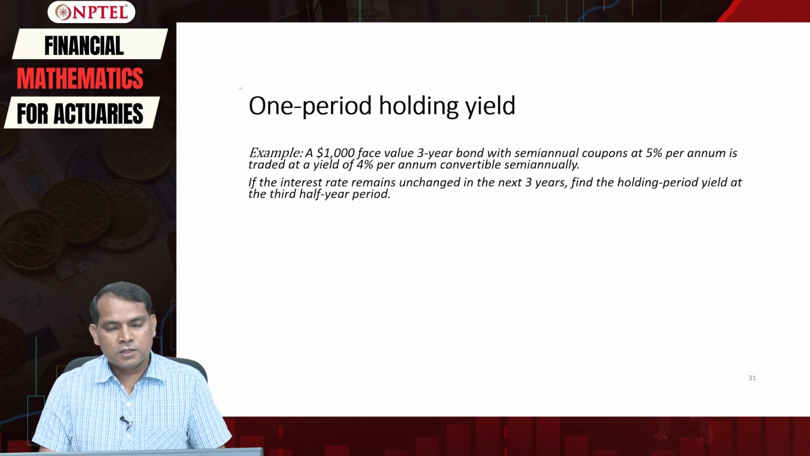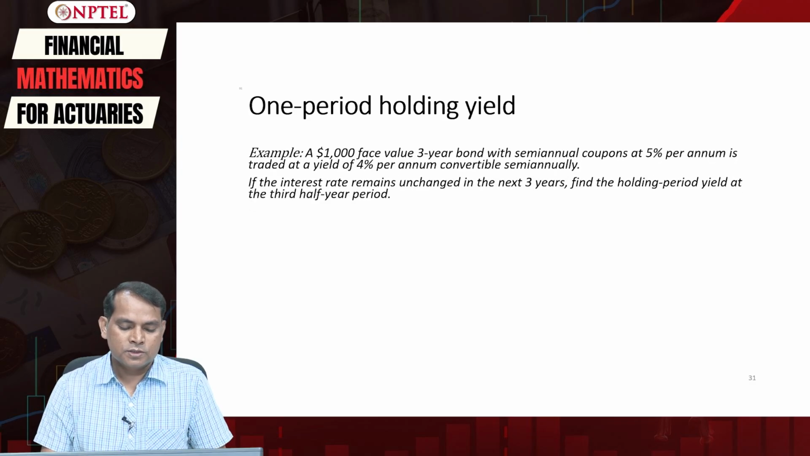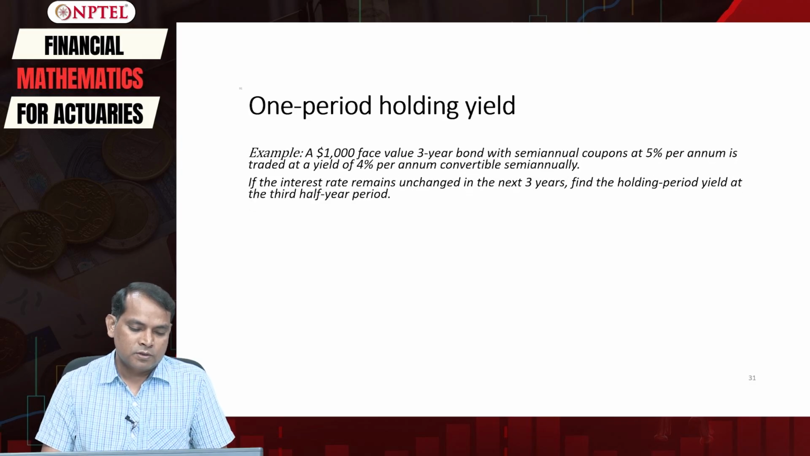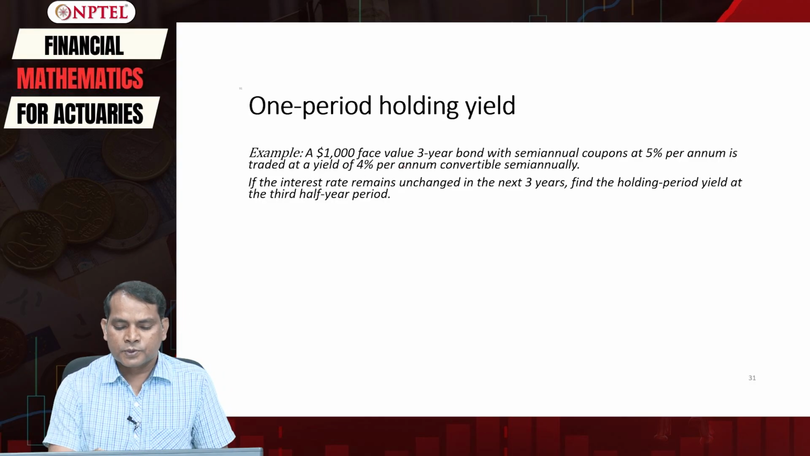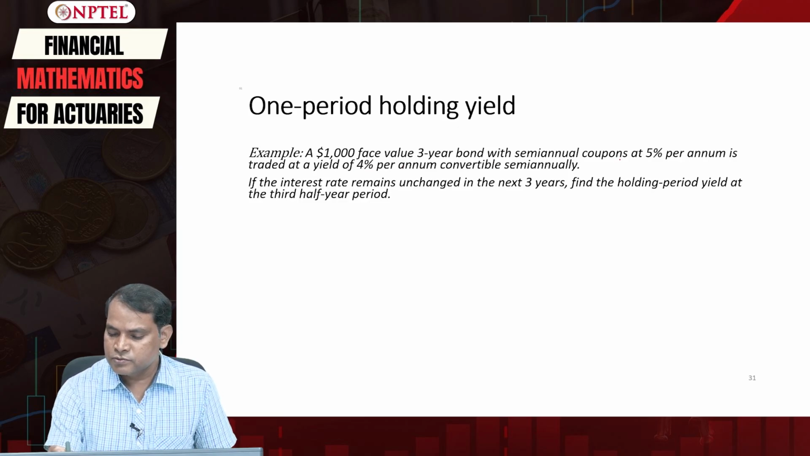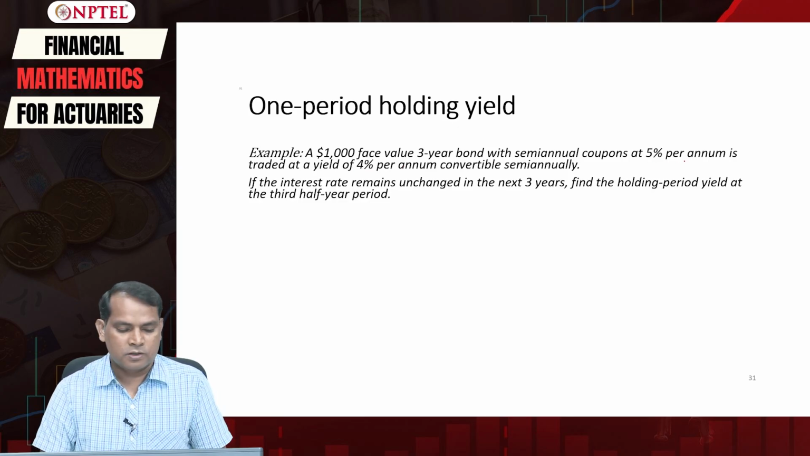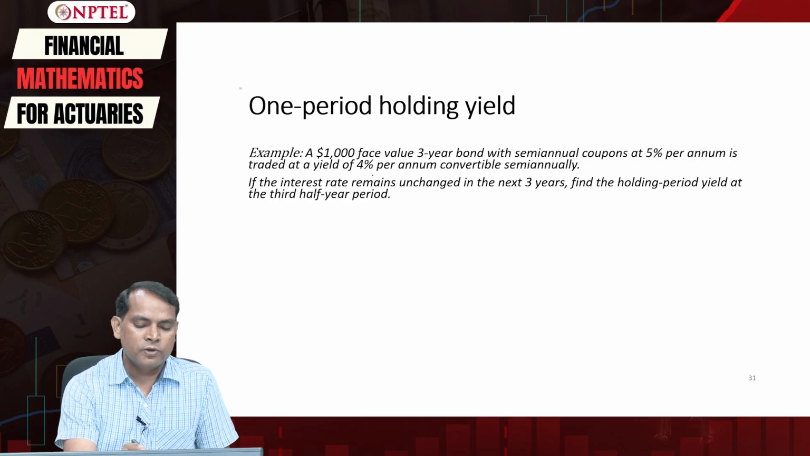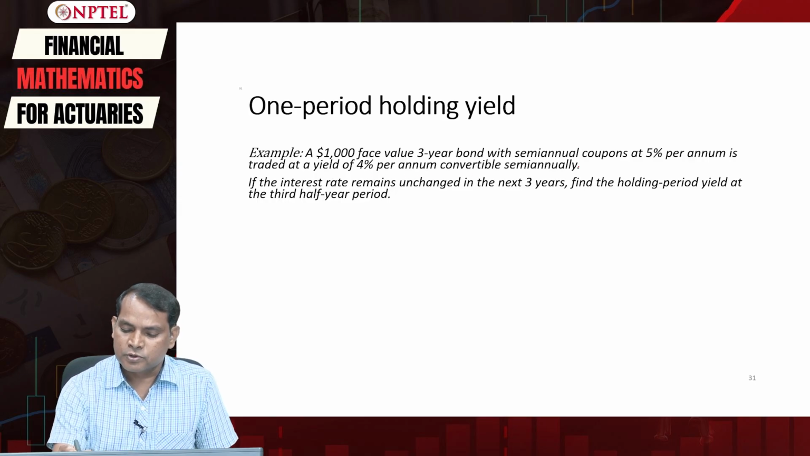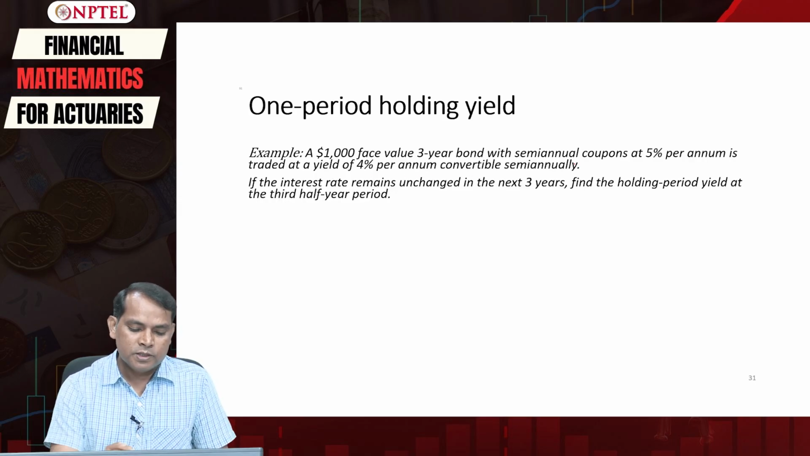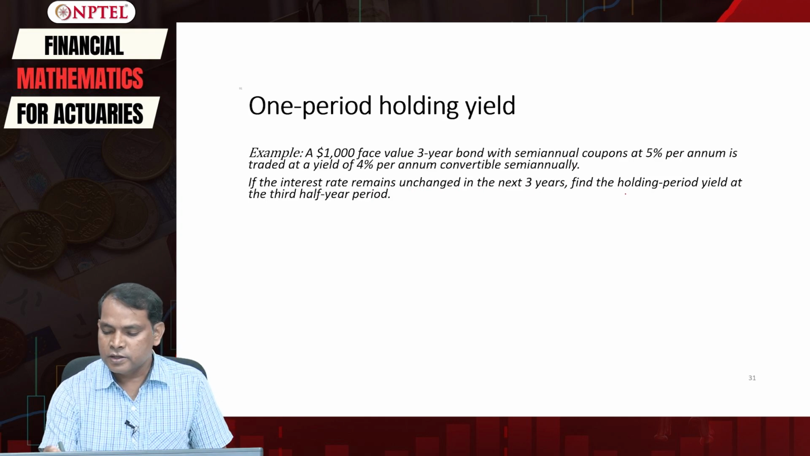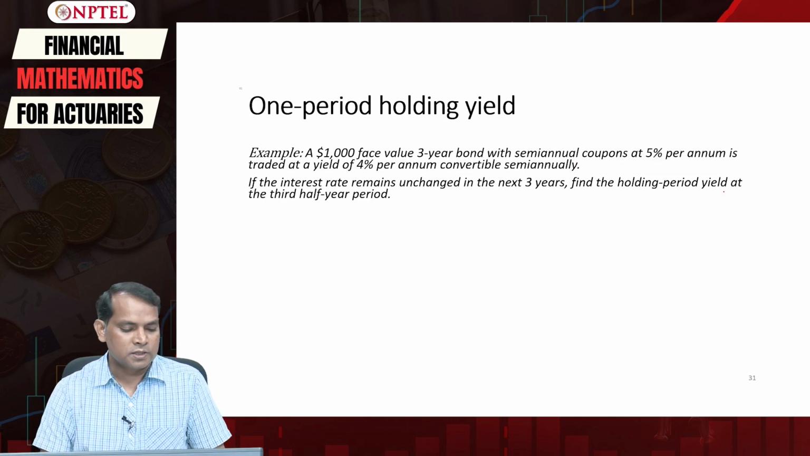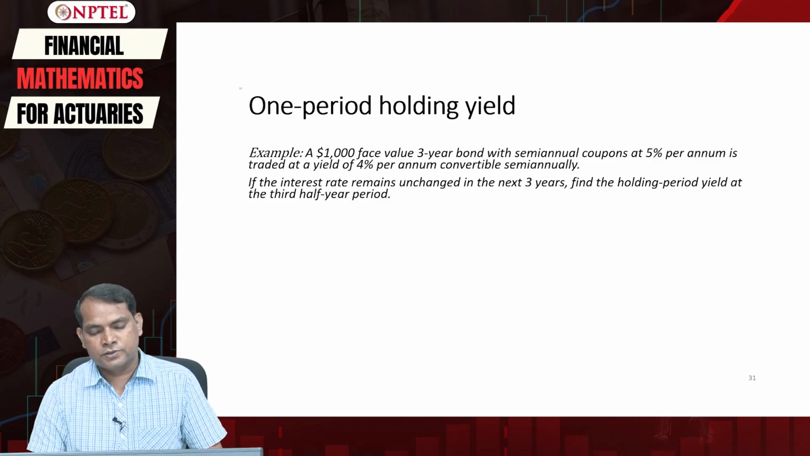So, let us understand this by considering one simple example. A $1,000 face value, 3-year bond with semi-annual coupon at 5% per annum is traded at the yield of 4% per annum convertible semi-annually. If the interest rate remains unchanged in the next 3 years, find the holding period yield at the third half year period.